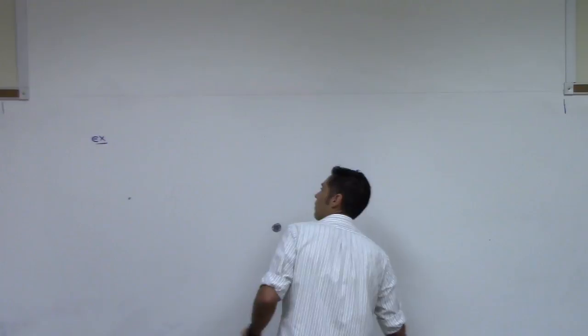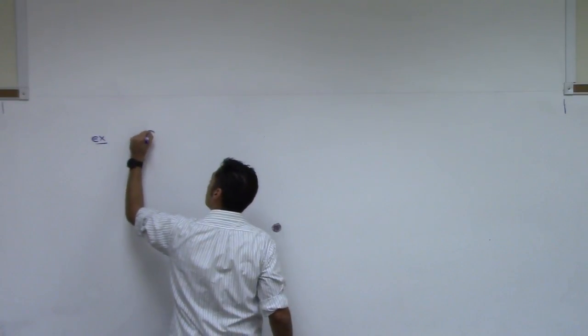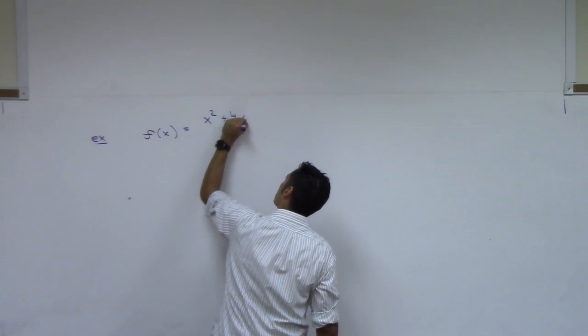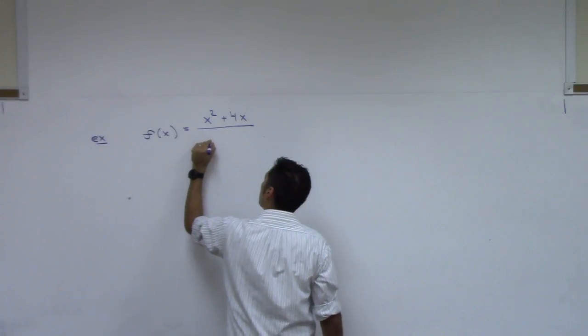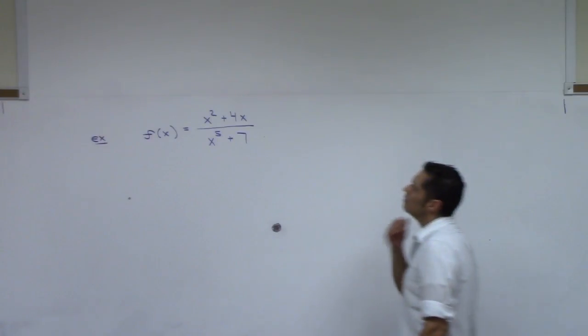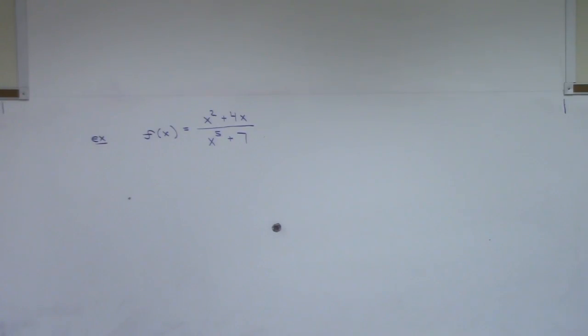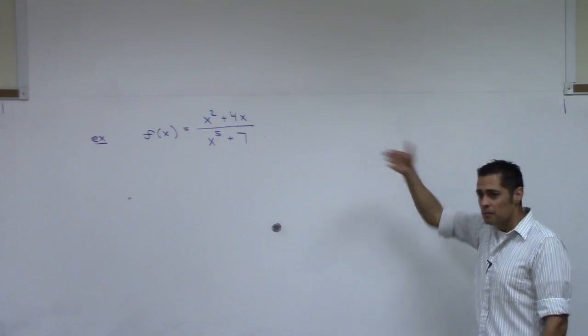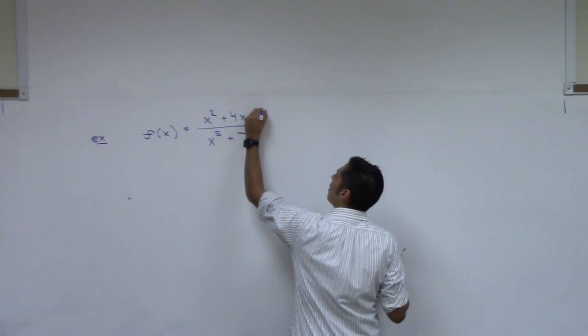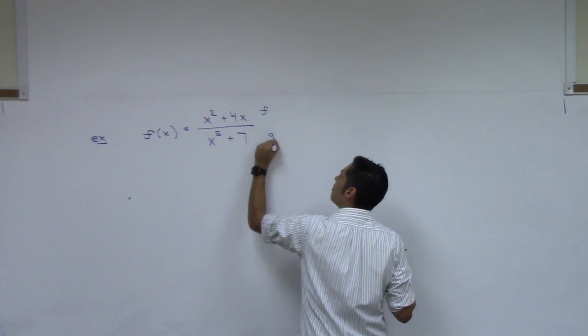Okay, how about this one? How about f of x equals x squared plus 4x over x to the 5th plus 7. All right, so we finally have a quotient here, right? Is it obvious to you that that's a quotient? Yes? Okay. So now, when I'm looking at this, I'm looking at the entire numerator as being like my f and the denominator being like my g.